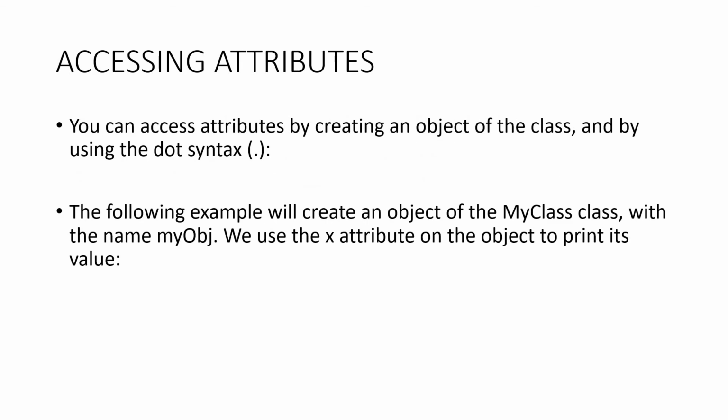Now, how do you access attributes? You need to understand you can access attributes by creating an object of the class and by using the dot operator, dot syntax. Very important. Dot syntax. The following example, which I am going to do in the Eclipse IDE, will give you an understanding of how you can use the dot operator to access an attribute.